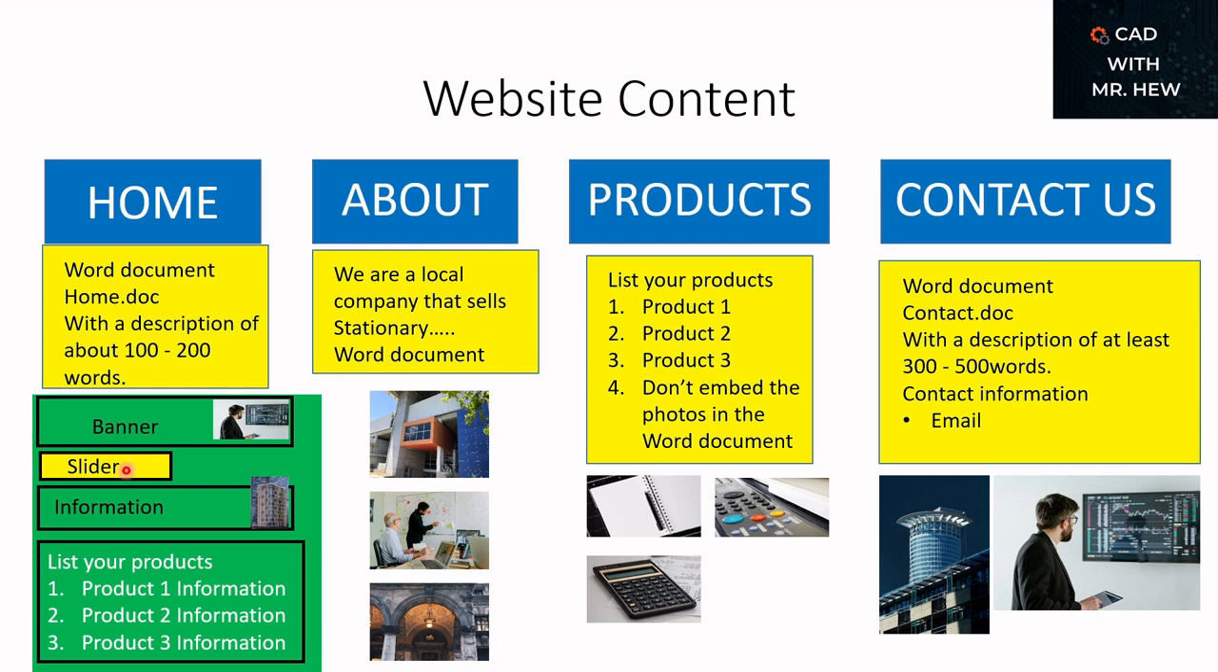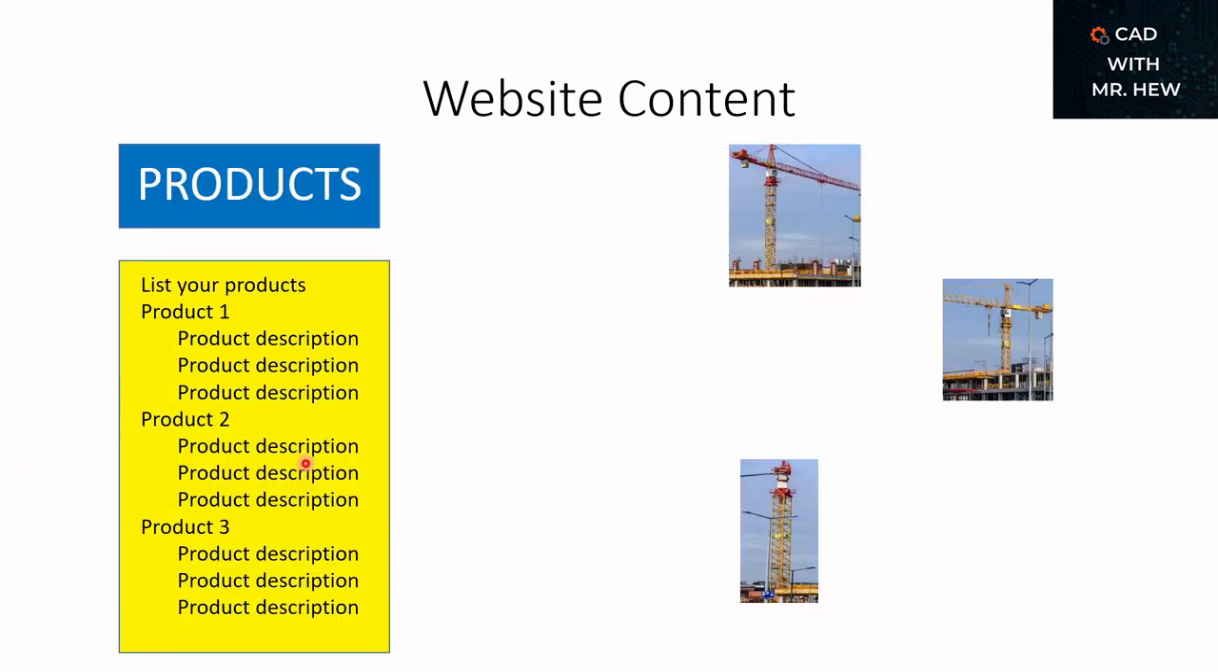We could have a slider, right? And the slider would have different pictures with the information, right? So for example, you could have product 1, 2, and 3 shown in this slider, shown in this yellow box here on the green box, which represents the home page.